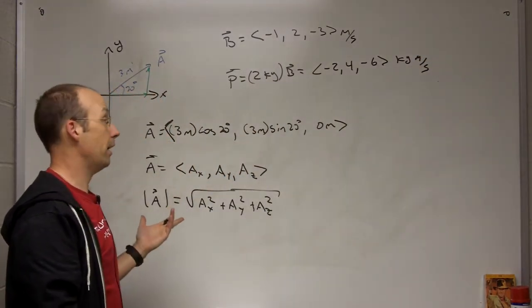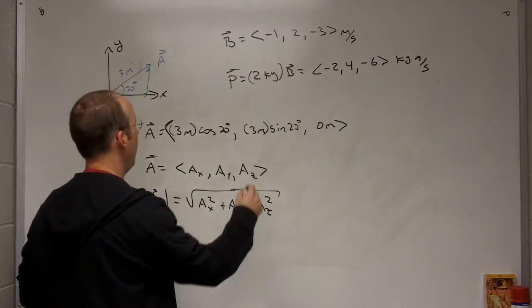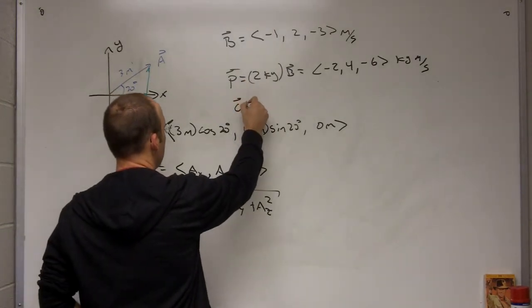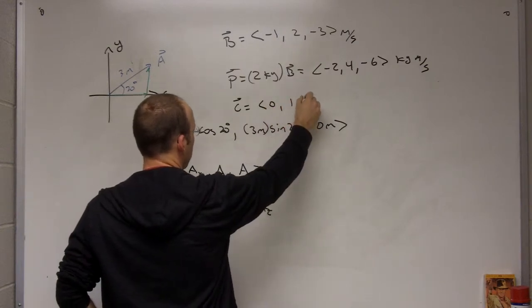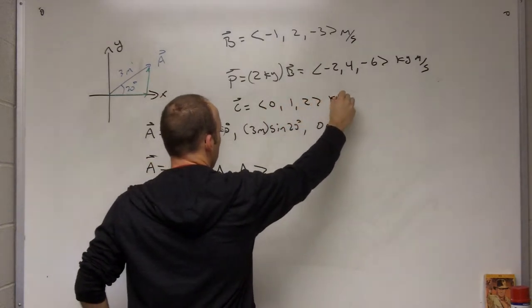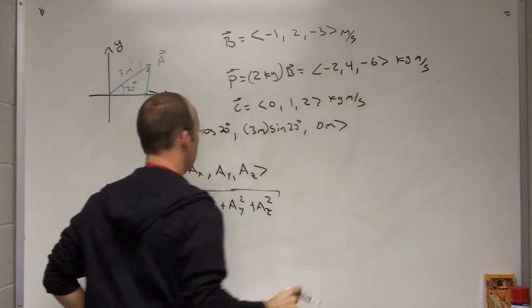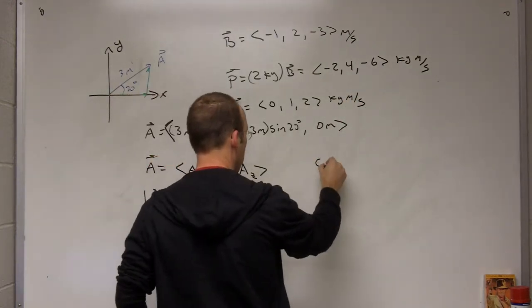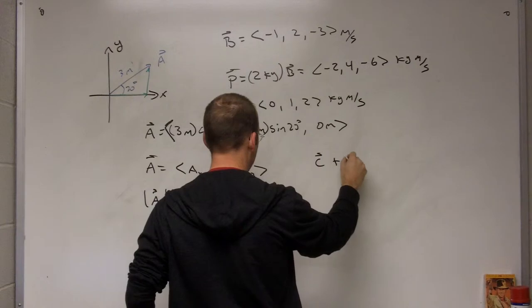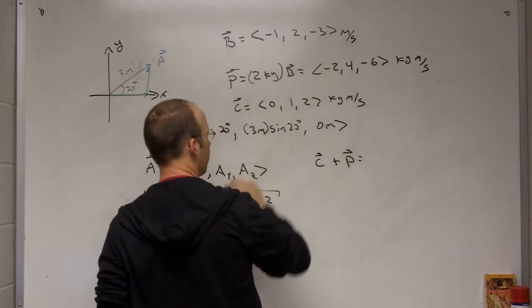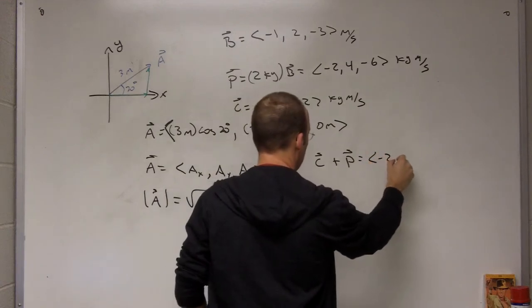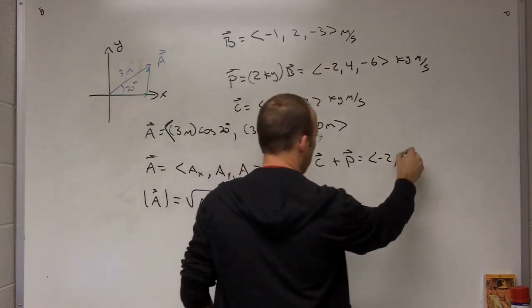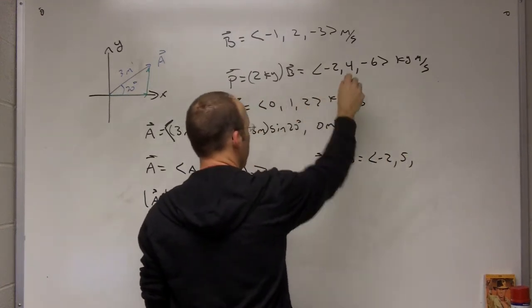If I want to add two vectors, let's say I have a vector C equals (0, 1, 2) kilogram meters per second. Then I can do C plus P. It has to have the same units though. It would just be the sum of the components. So it's going to be 0 plus negative 2, 1 plus 4, and 2 plus negative 6.